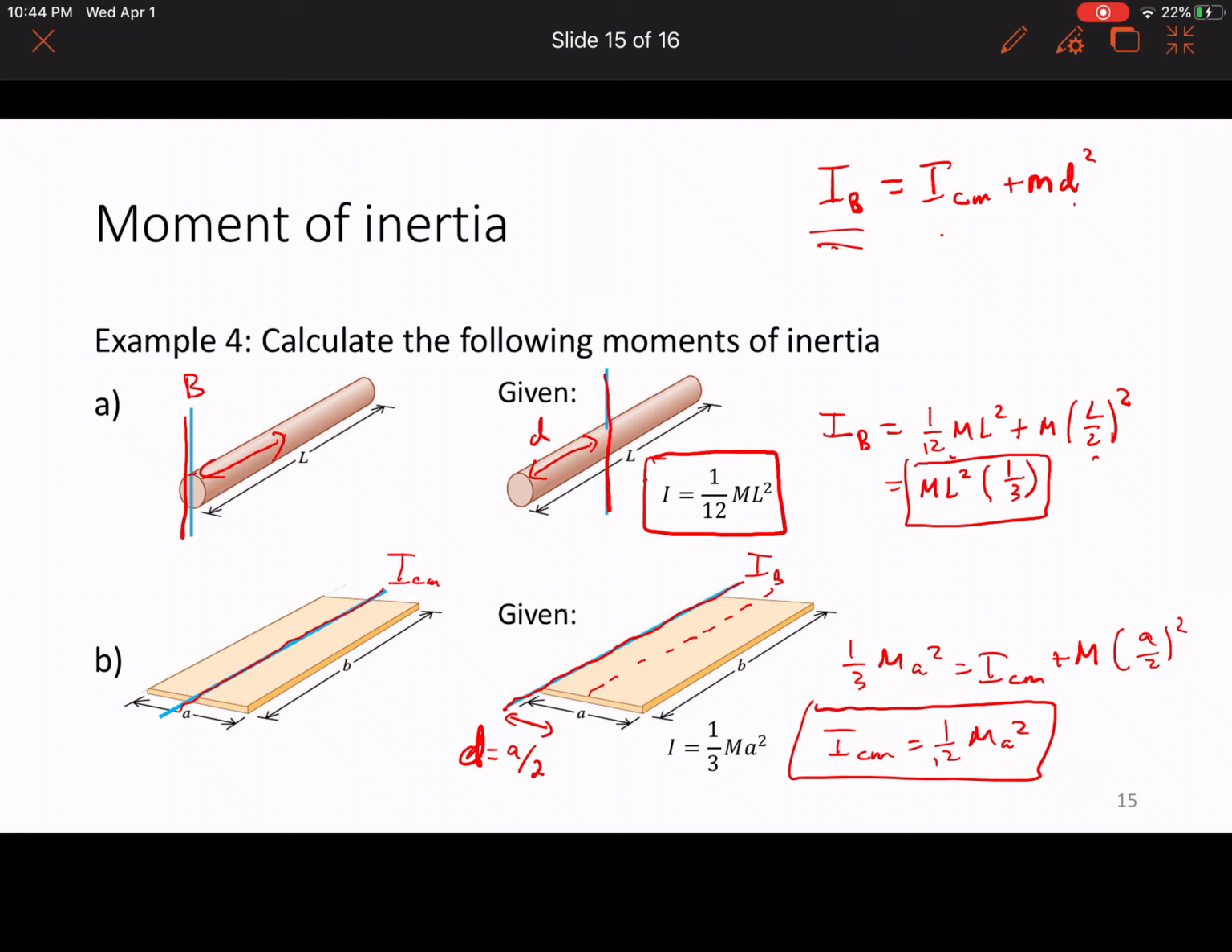All right, so that's the parallel axis theorem. It is really useful because once I tell you one piece of information, let's say the moment of inertia through the center of mass, any of the other axes are going to be pretty straightforward.